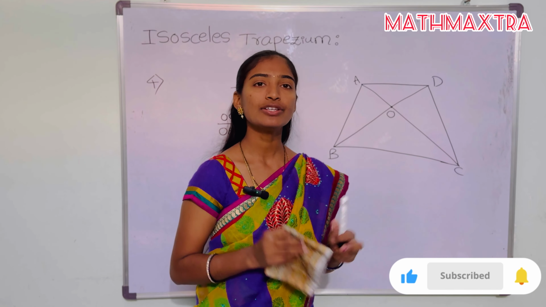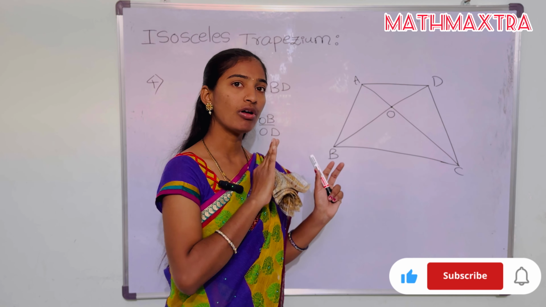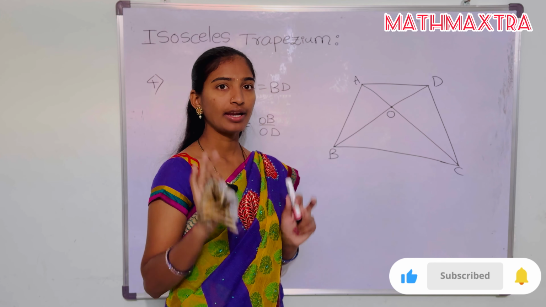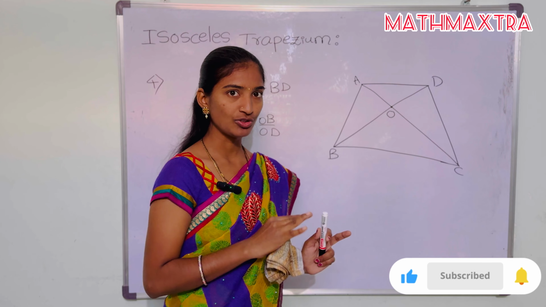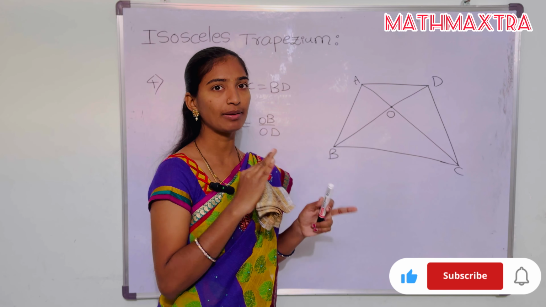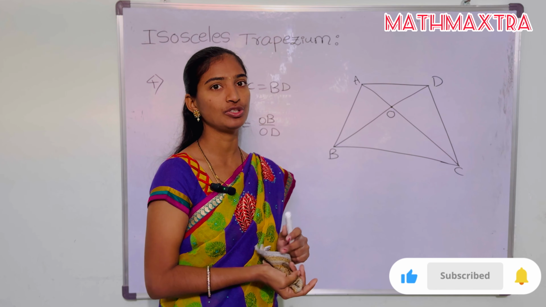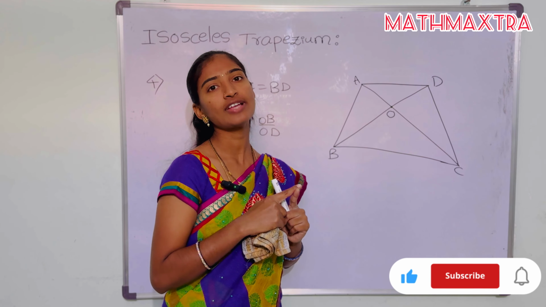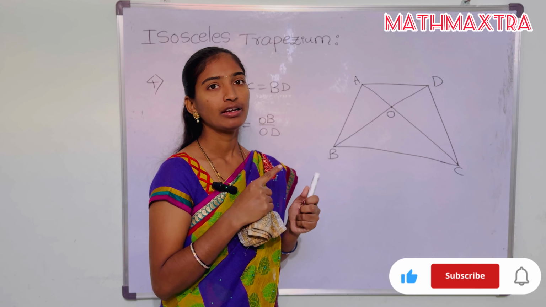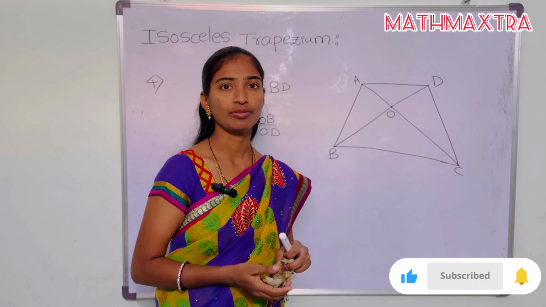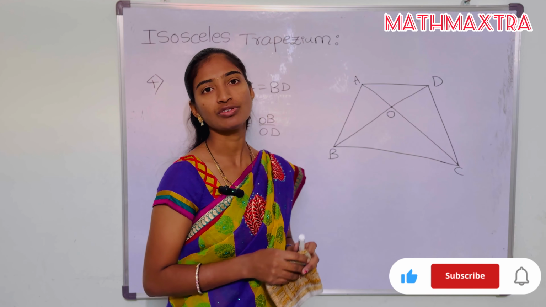Okay, and an isosceles trapezium is always a trapezium, but a trapezium need not be an isosceles trapezium. If we want a trapezium to be an isosceles trapezium, the condition it should satisfy is that the non-parallel sides must be equal. Then it will become an isosceles trapezium. So these are some properties of an isosceles trapezium.